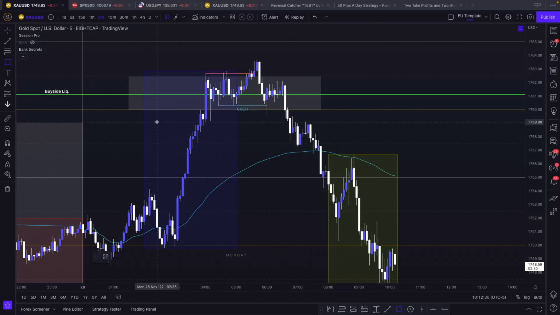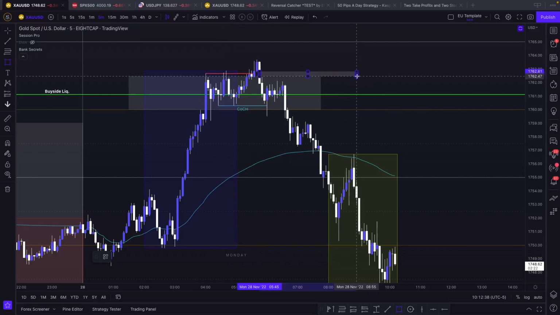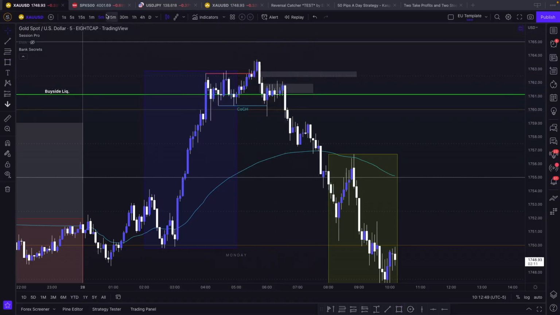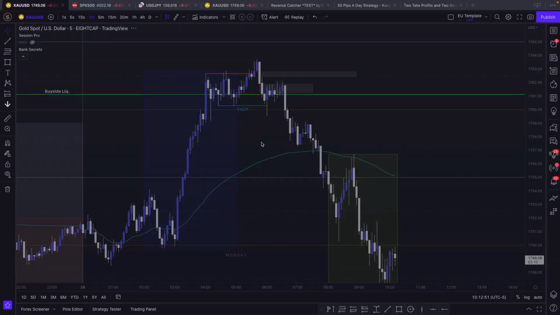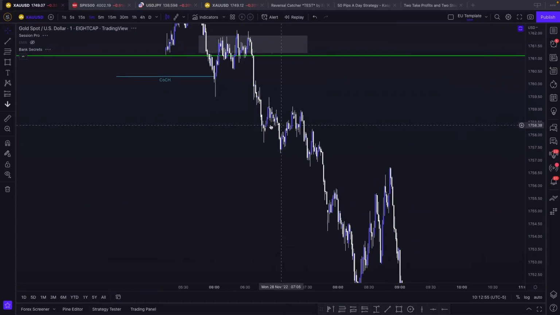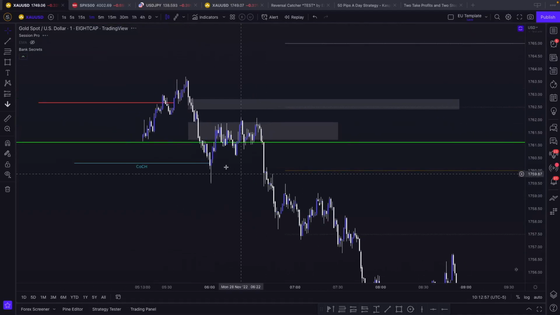So now, according to ICT, we're above buy side liquidity. We had a change of character into the bearish direction. Now we would be searching for fair value gaps on a 5-minute to 1-minute time frame. So let's actually have a look here. Those are our 5-minute fair value gaps. Let's break it down to a 1-minute chart. And we basically see the same fair value gaps happening here.